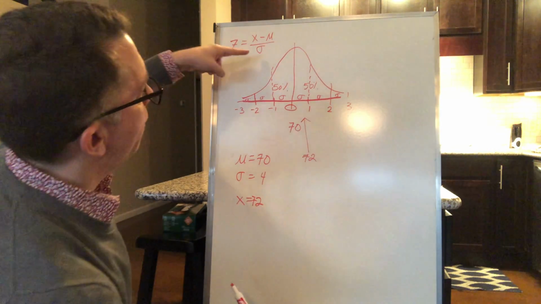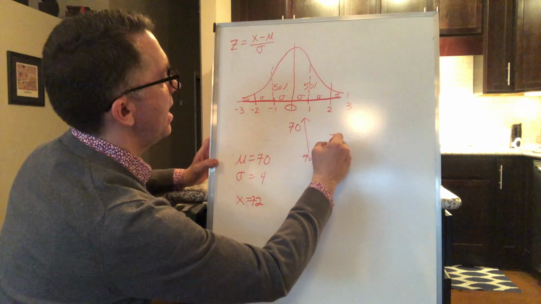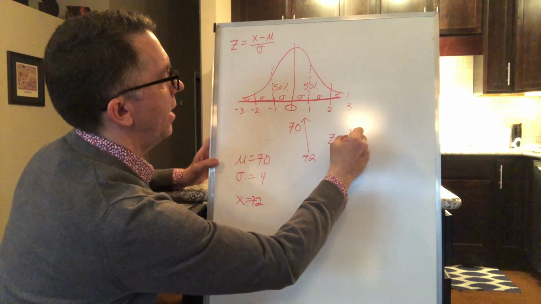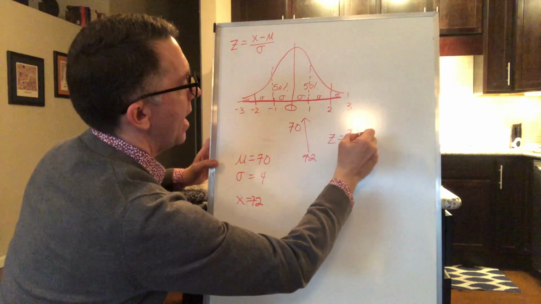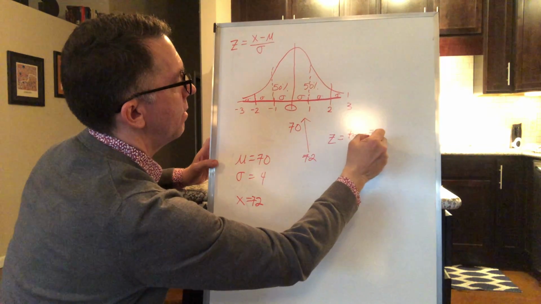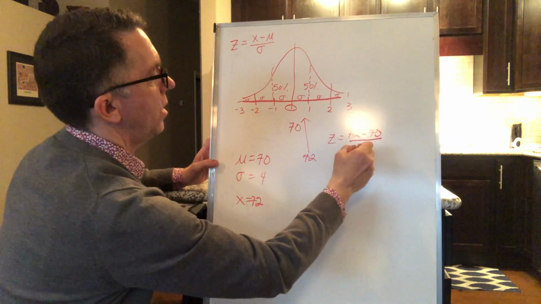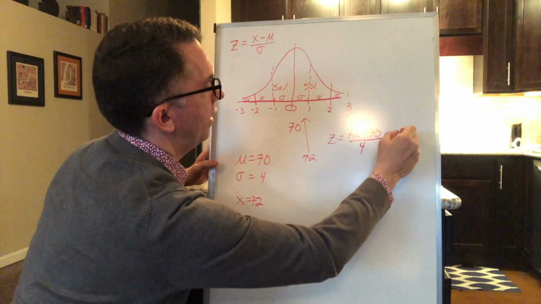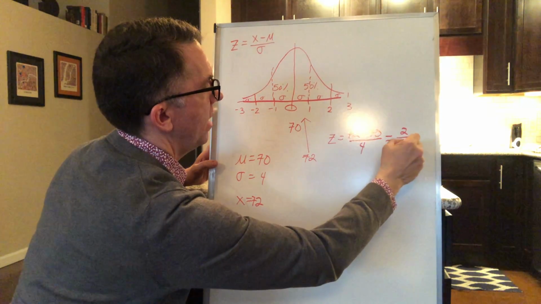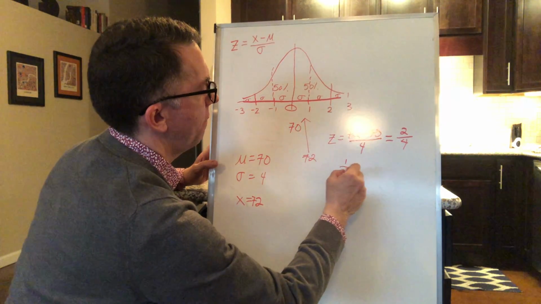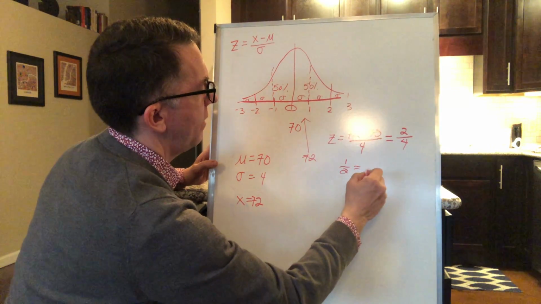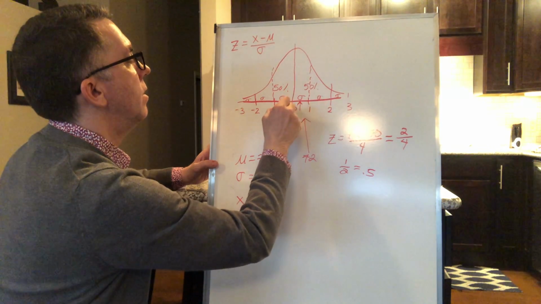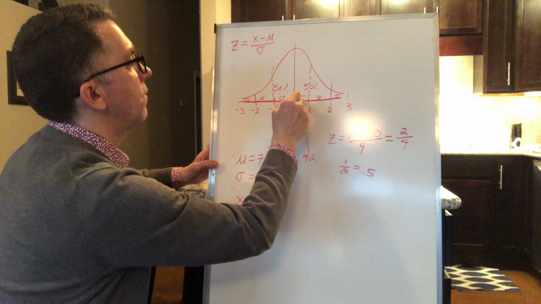So using the formula up here, Z equals 72, that's my observation right there, minus 70, my mean, all over a standard deviation of 4. So I get 2 on the top in my numerator, 4 in my denominator, 2/4 or a half or 0.5. Yep, it is right there. It's right here, 0.5. Right, that's 0, that's 1, so 0.5 is right in the middle.